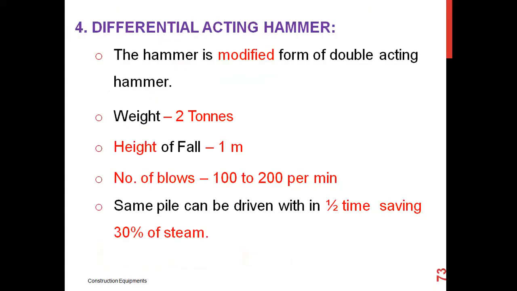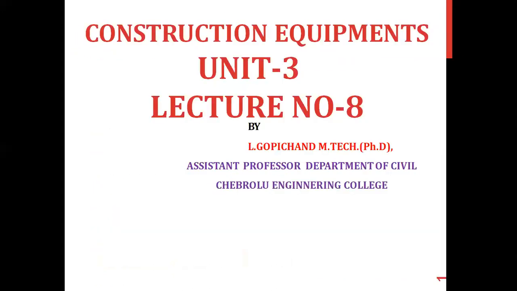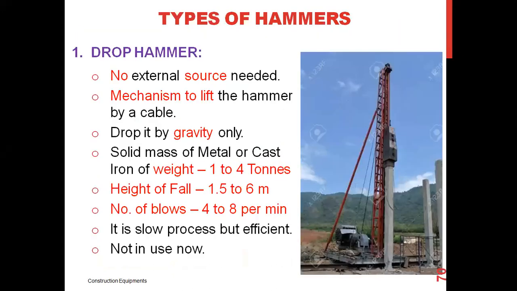different types of hammer equipment which are used for driving any material into the ground surface or removing materials from the ground surface. Here, the drop hammer needs no external source, and the mechanism is to lift the hammer by a cable and drop it by gravity only. The solid mass of metal or cast iron weighs 1 to 4 tons, the height of fall is 1.5 to 6 meters, and the number of blows is 4 to 8 per minute. It is a slow process but efficient, not in use now.